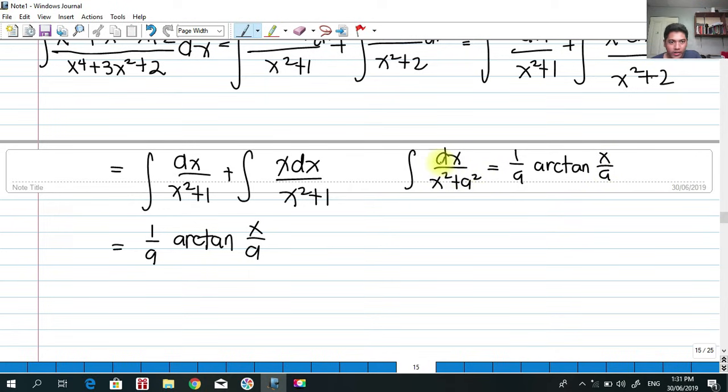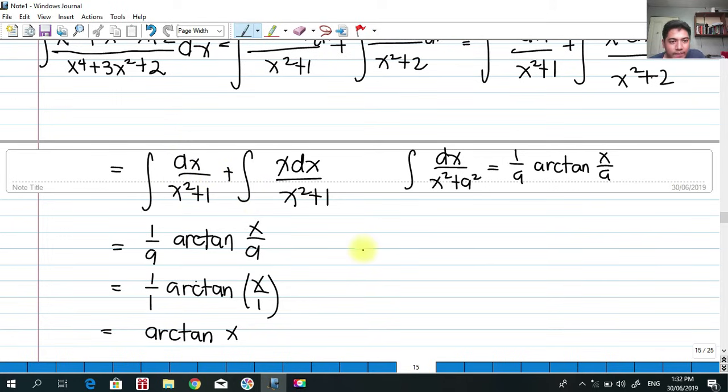So, if this is 1, this is the a squared, so a is simply 1. So 1 over 1 will be cancelled, which is still equal to 1. So arctan of x over 1, for this first side of our integral, 1 over 1 arctan of x over 1, simply that would be arctan of x. This is the integral of the first.